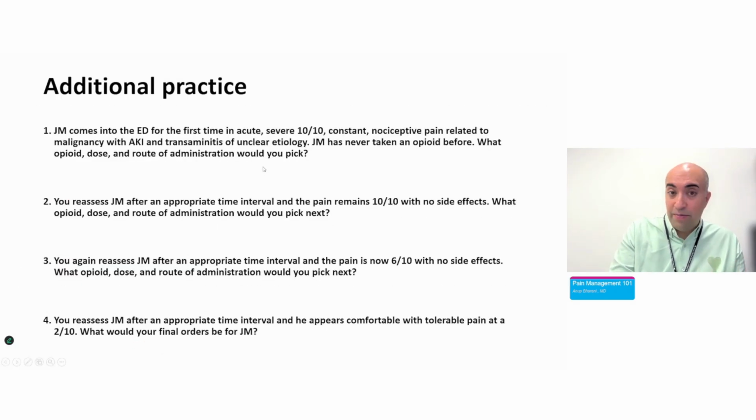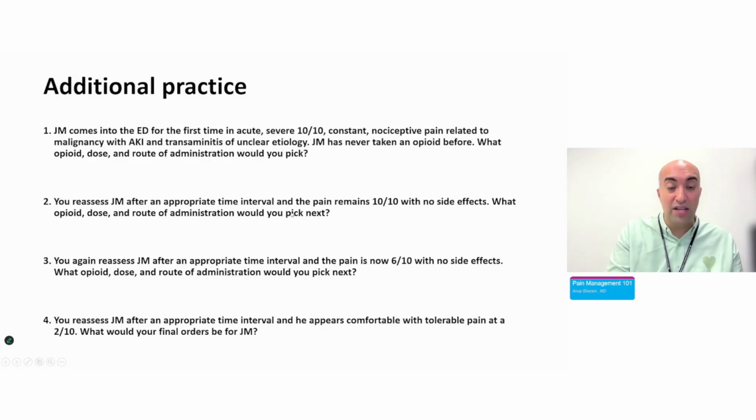And so probably are going to pick IV Dilaudid, 0.2 milligrams as a low dose or a starting dose, and see how he does. And because he's in the ED, it's severe. IV is the best method because of his AKI and transaminitis. Dilaudid would be better than morphine in this situation, and 0.2 is the smallest dose.